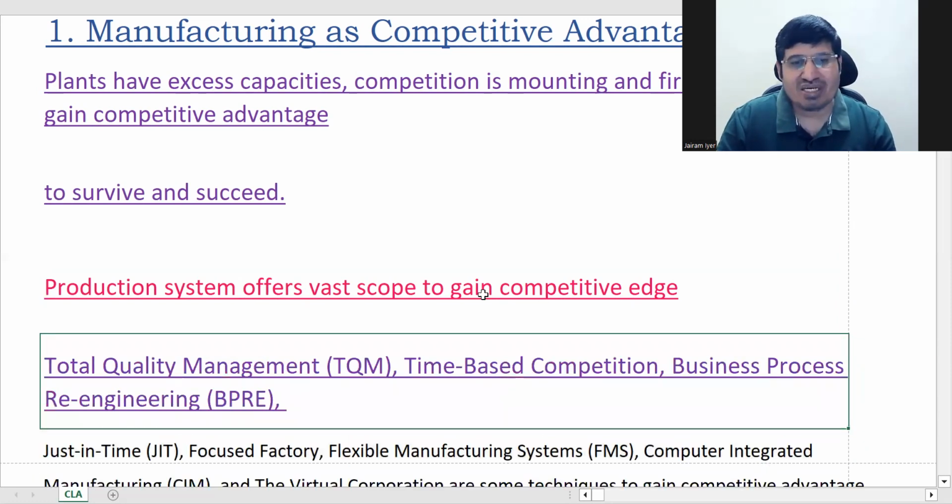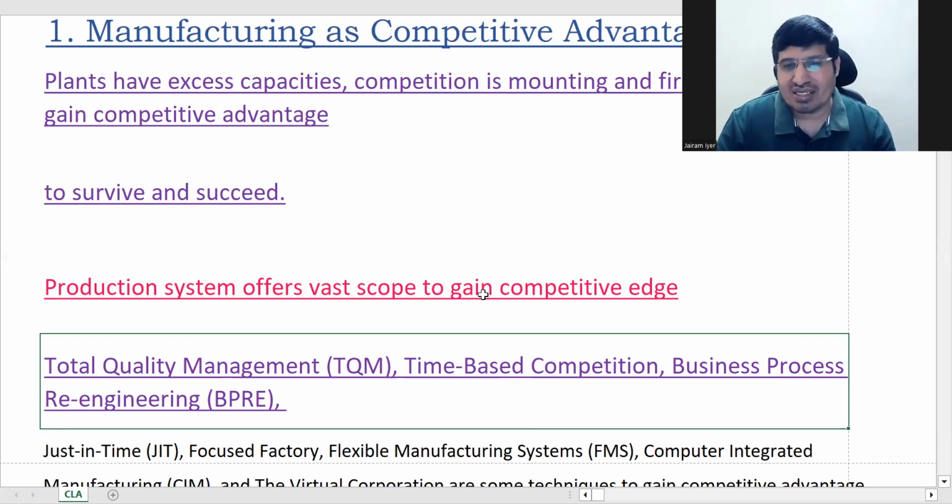Total quality management is TQM. It's a Japanese method. It says keep on improving your quality in everything. Whatever you are doing, you have to improve your quality. That is the main thing behind TQM. We will discuss this later on.